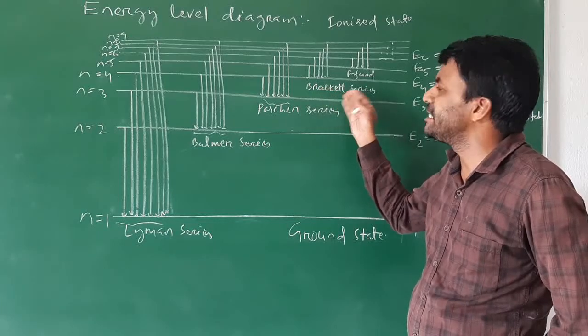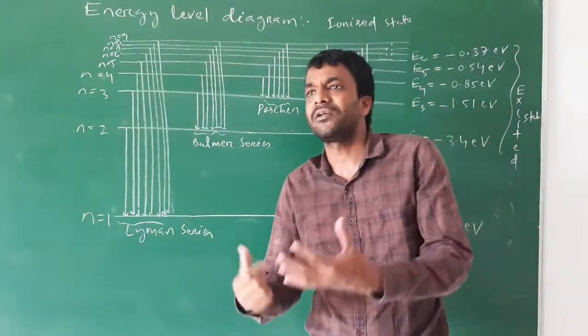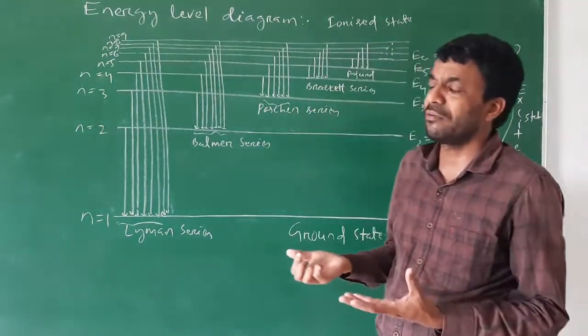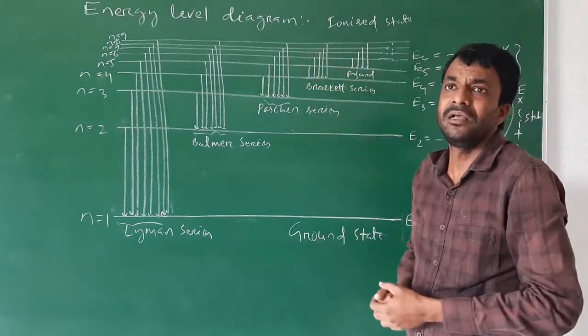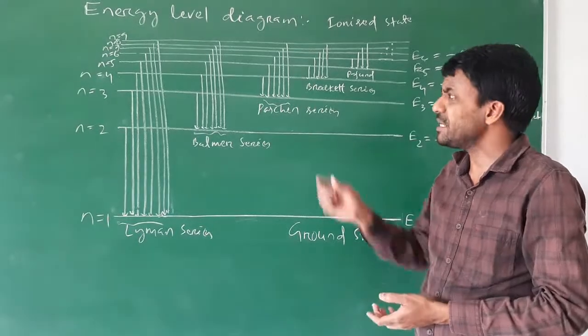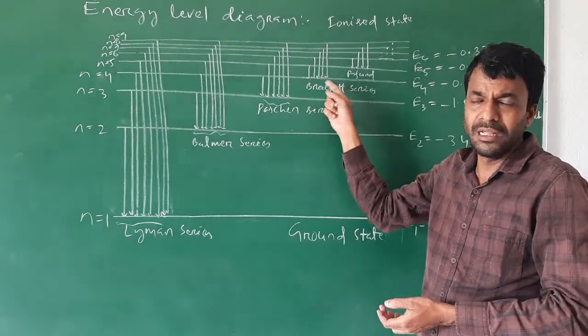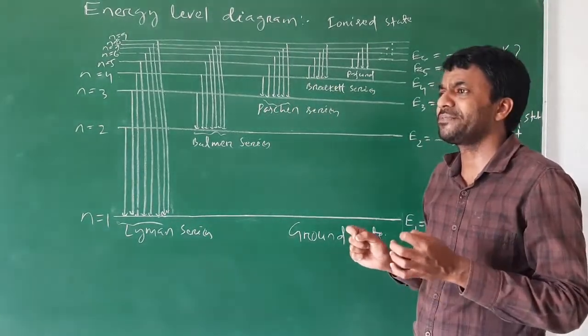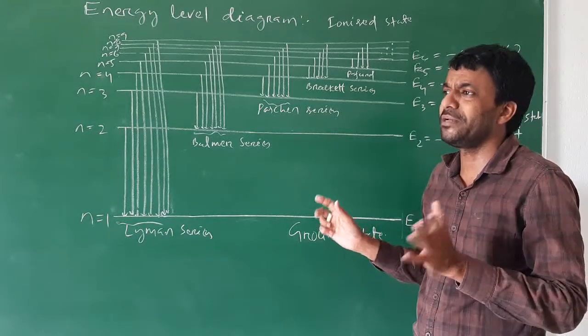Similarly, the Brackett series. According to the definition of the Brackett series, the electron jumps from the higher orbits to the fourth state, which means n1 is equal to 4 and n2 is equal to 5, 6, 7, up to infinity.